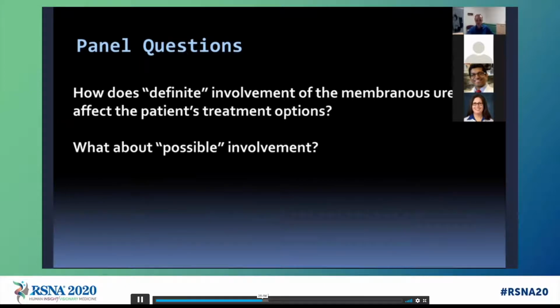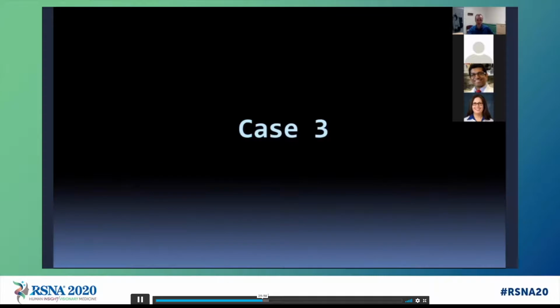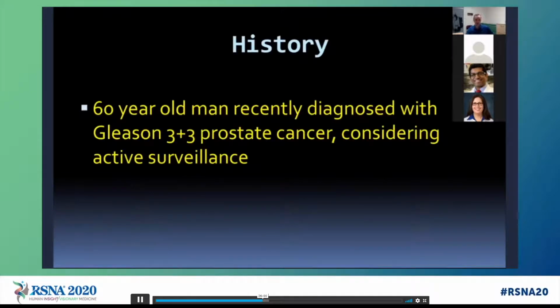So we'll move on to case 3 now. I'll just quickly go through the history of this. This is a 60-year-old man recently diagnosed with what we consider low volume, low grade Gleason 6 cancer, and is considering whether active surveillance is the most appropriate management step.